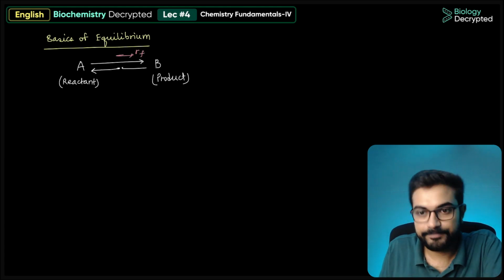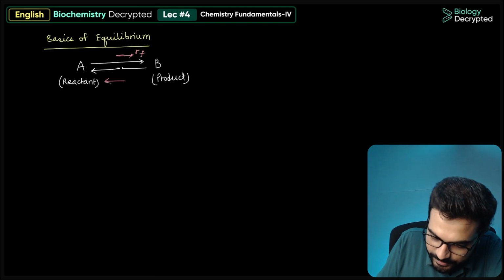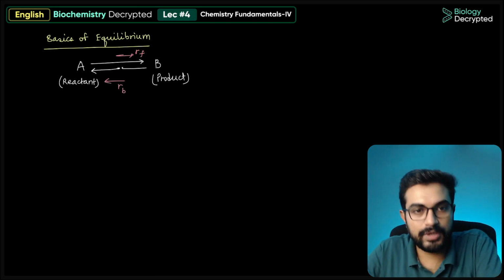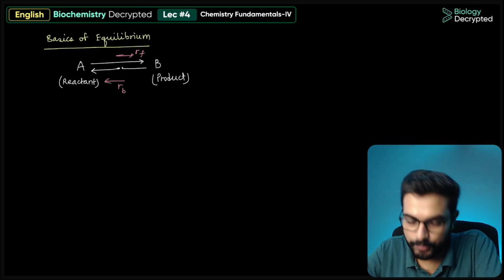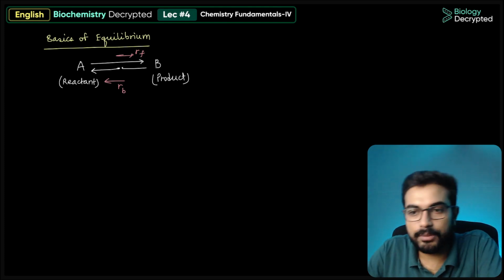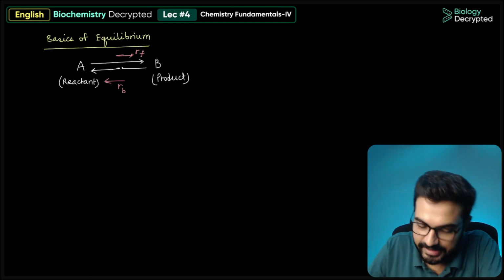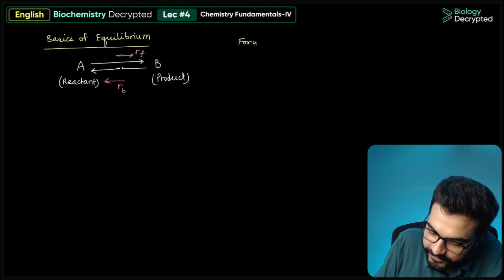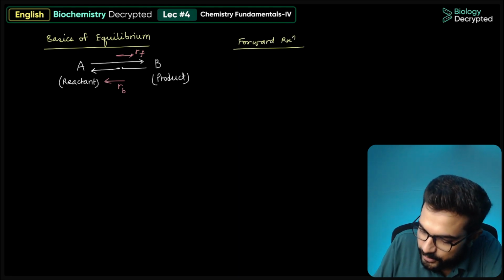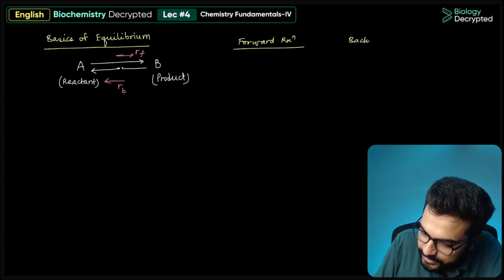Both these processes are occurring simultaneously, and what we can see here, there will be a rate of this forward reaction, and also there will be a rate of this backward reaction. So there will be a rate for both. Now let's talk about both the rates one by one. First we'll be talking about the forward reaction, then we'll be talking about the backward or reverse reaction.